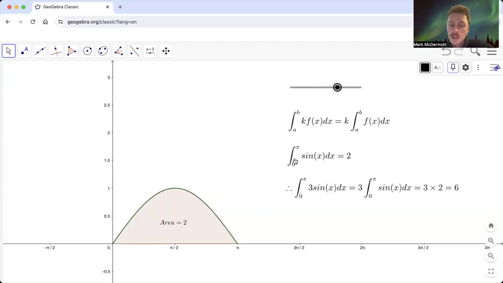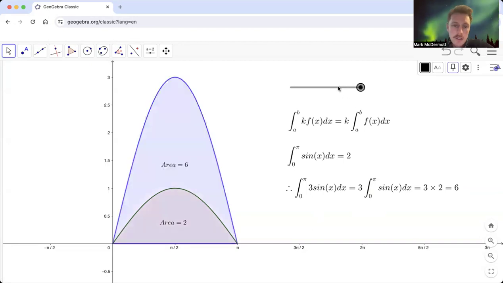So what we can say then, if we wanted to find the integral between 0 and pi of 3 sine x dx, so again, some scalar multiple 3, we can take that 3 out the front. So it's 3 times the integral from 0 to pi of sine x dx. But we know that this part here, 0 to pi sine x dx, is equal to 2. So it's simply just going to be 3 times 2, and then that's going to give us 6. So the area is going to be 6.